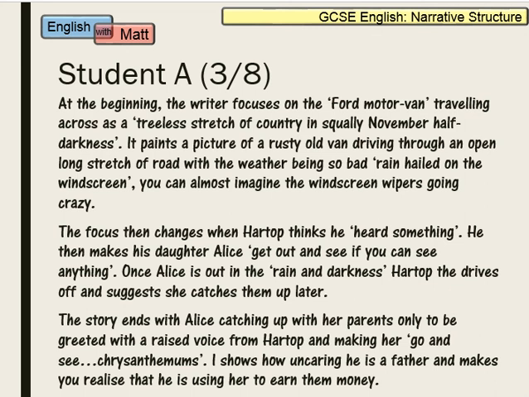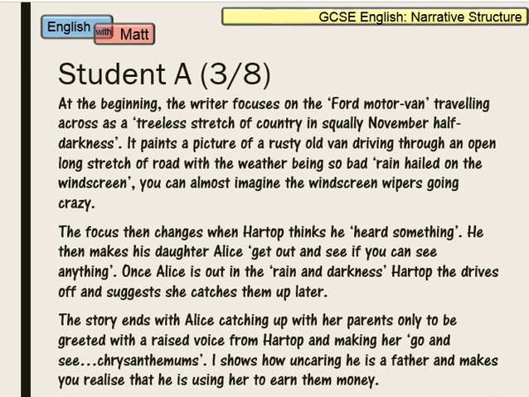So the student says, at the beginning, the writer focuses on the Ford motor van travelling across a treeless stretch of country in squally November half darkness. It paints a picture of a rusty old van driving through an open long stretch of road with the weather being so bad, rain hailed on the windscreen. You can almost imagine the windscreen wipers going crazy.